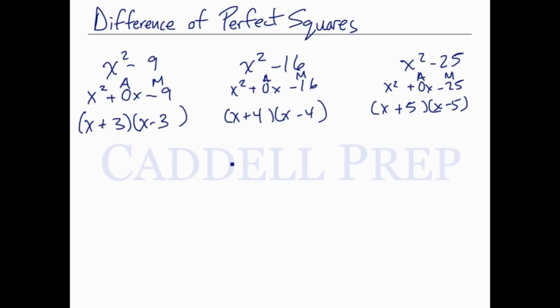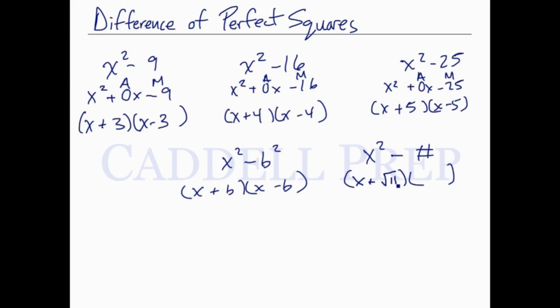So if we look at this more generally, if we have x squared minus b squared, it's going to be x plus b, x minus b. So here b squared would be 16, and the square root of it would be 4 and 4. Or think of it differently. We have x squared minus some number that's a perfect square. It's going to be x plus the square root of that number, x minus the square root of that number. So here with 25, we have x plus the square root of 25, which is 5, x minus the square root of 25, which is 5.